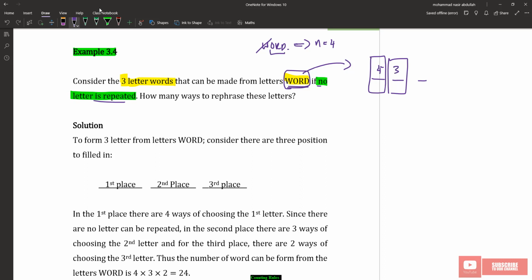Let's say we already picked O in the second step. So for the third step, we only have 2 letters left. So the first step we have 4 options, the second step we have 3 options, the third step we have 2 options. So how many ways to arrange this? 4 multiplied with 3 multiplied with 2 should be equal to 24 ways to arrange the letters of the word W-O-R-D.